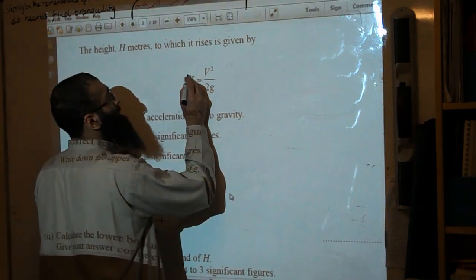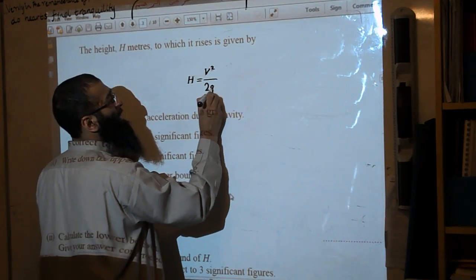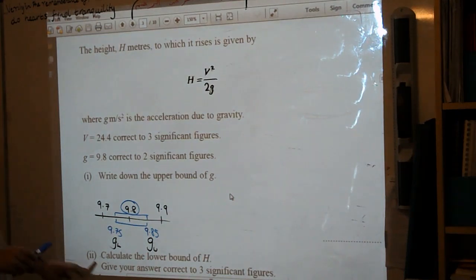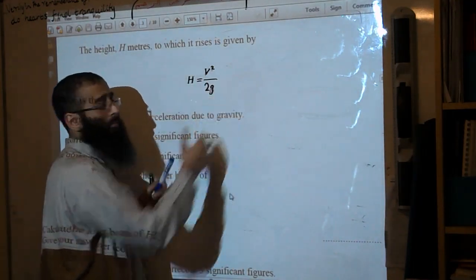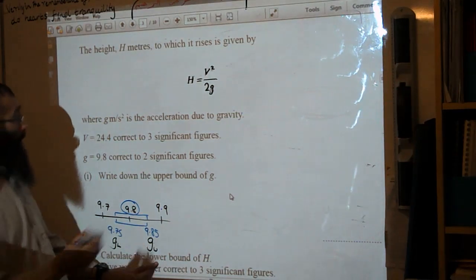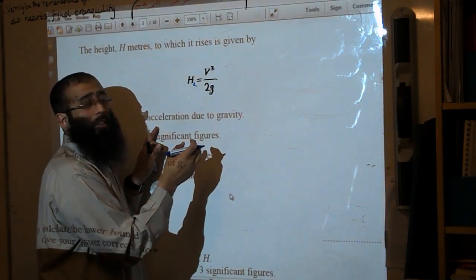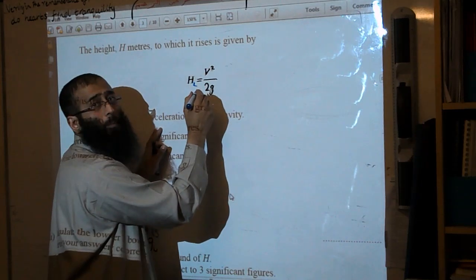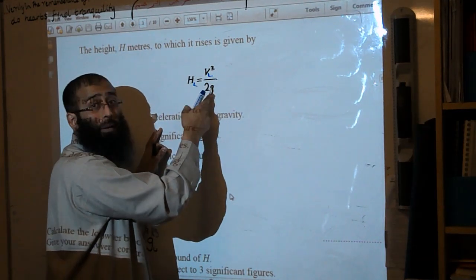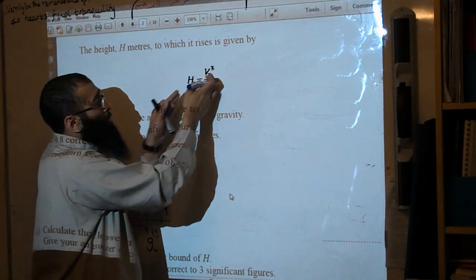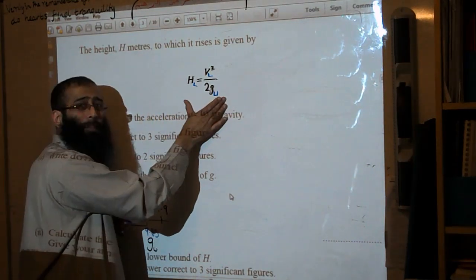Okay, so our original formula is H is equal to V squared divided by 2G. Now, if we want to work out the lower bound of H, again we have a quotient. We have the top number divided by the bottom. If I want H lower, if I want to work out the smallest H could be, then to get a small answer with a division, you make the top as small as possible by considering its lower bound, and you make the bottom as big as possible by considering its upper bound, because a small number divided by a larger number gives you a smaller answer. Okay, so that's my idea behind the question.